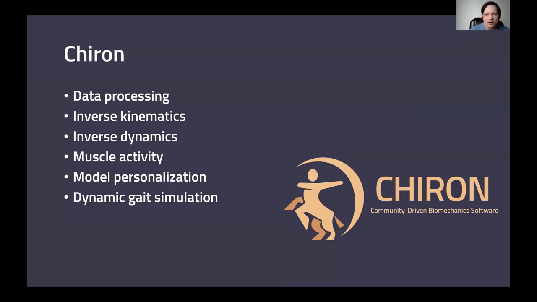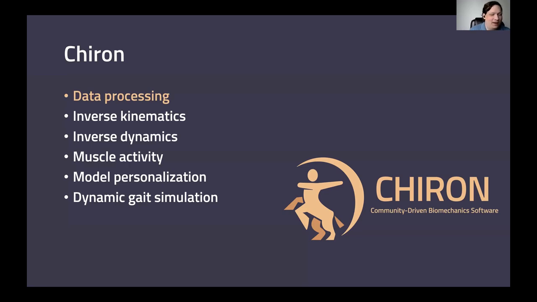So Chiron has become our flagship software project, and we're mainly interested in these 6 areas, which we aren't into quite all of these yet, but eventually we'd love to do all sorts of data processing for biomechanics, inverse kinematics to study how bodies move, inverse dynamics to study more the physics behind it, and muscle activity, where we want to tell more about what's going on physiologically to get that movement eventually. Model personalization will let us refine some of our ideas about how people are moving and how the bodies are working. And finally, we'd like to get into dynamic gait simulation to try to make predictions about how people are moving. And we decided, again, to start by going back to basics.